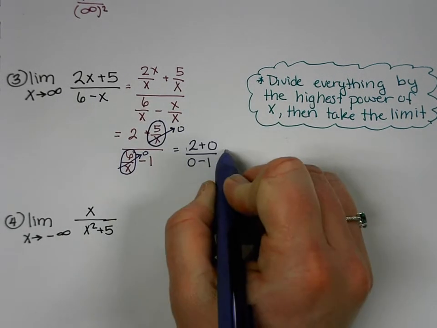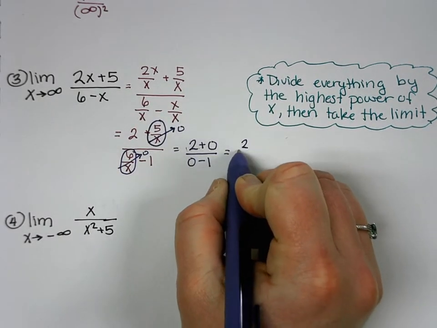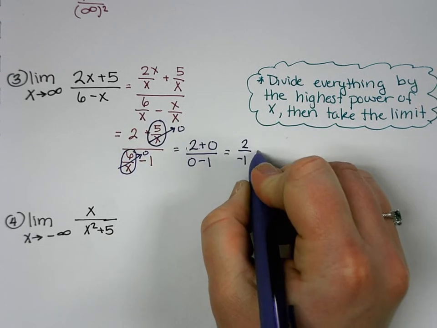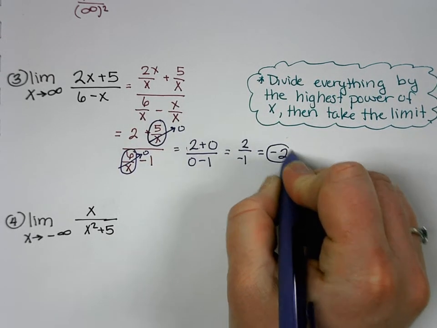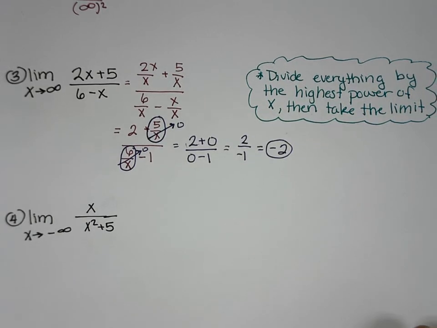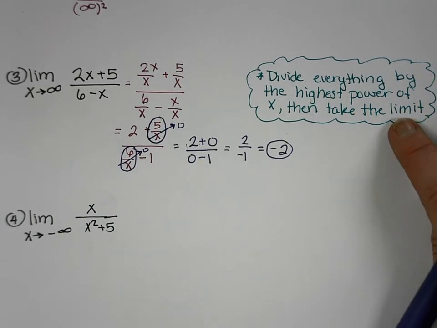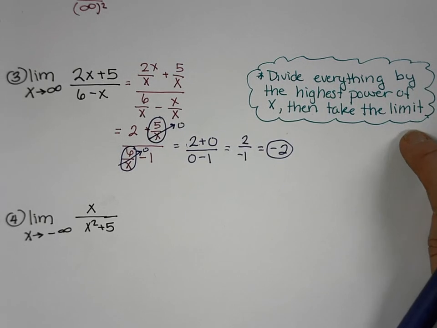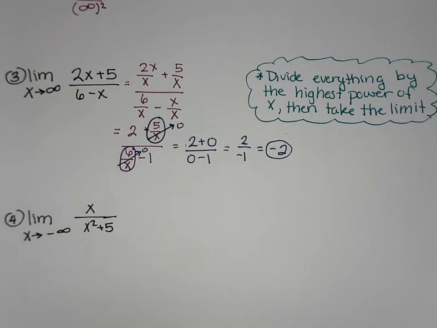So if we keep going, 2 plus 0 is 2. 0 minus 1 is negative 1. So our limit would be negative 2. Okay, so again, this is using this idea that if we divide everything by the highest power of x, then we'll get all of these little fractions with x in the denominator that turn to zeros because of the limit going to infinity.